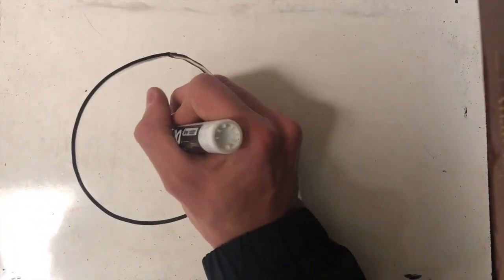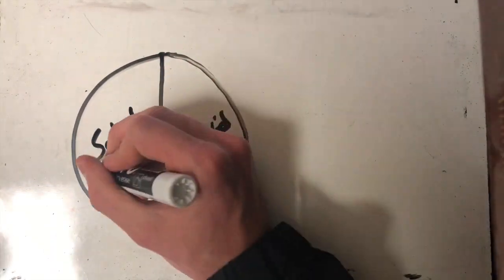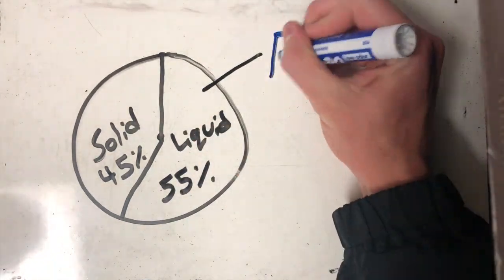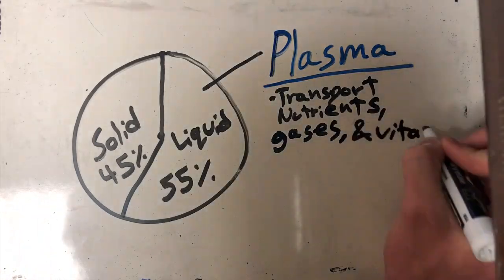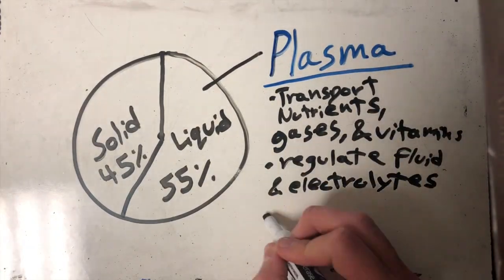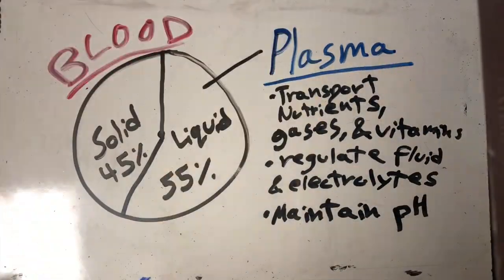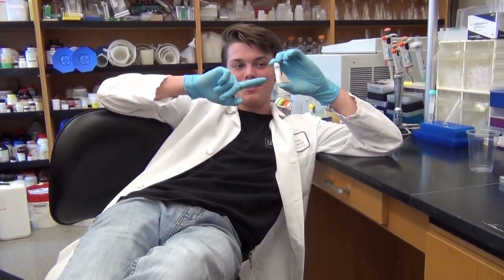Blood isn't all solid though. That would be bad. 55% of it is a watery fluid called plasma. It serves in transporting nutrients, gases, and vitamins. It helps regulate fluid and electrolyte balance and helps maintain a favorable pH. Hello class, here we have some pooled normal plasma.